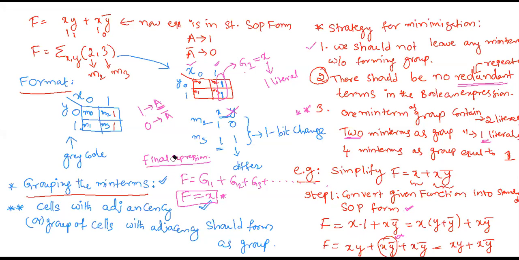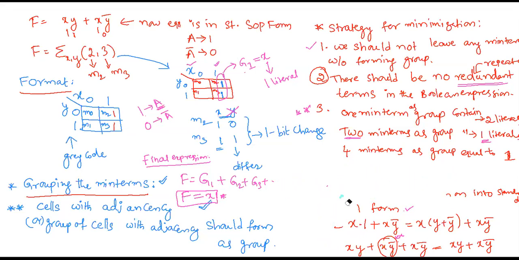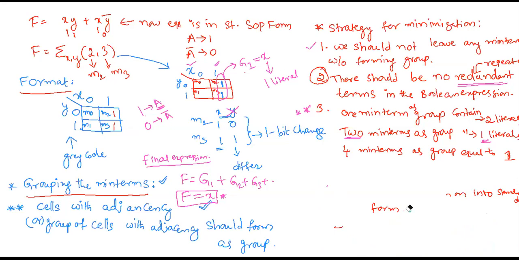Any doubt in that? The final expression you have to write as group 1 plus group 2 plus group 3, and so on, like this. If you solve problems with K-map, you will understand easily. But this is the introduction class to the K-map, so you may feel some difficulty, but no problem. As time goes on, you will feel it is easy.